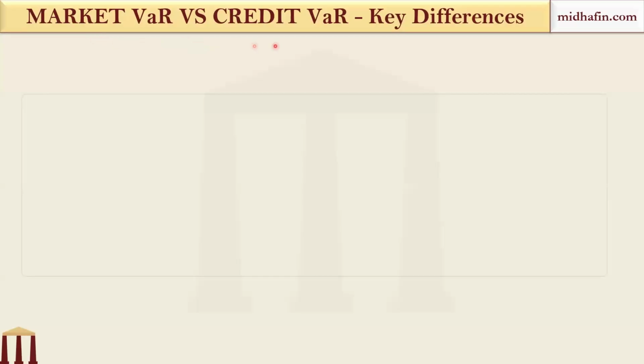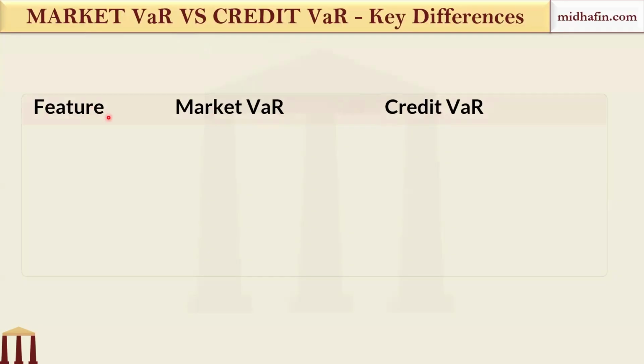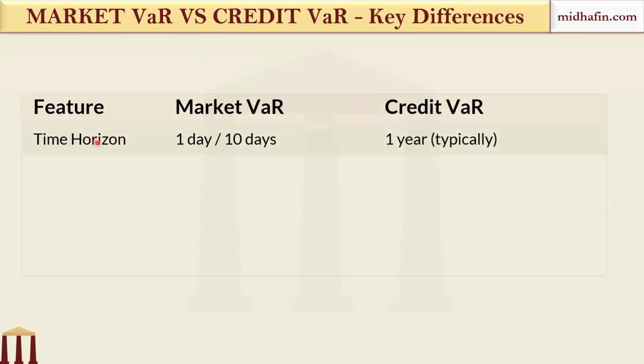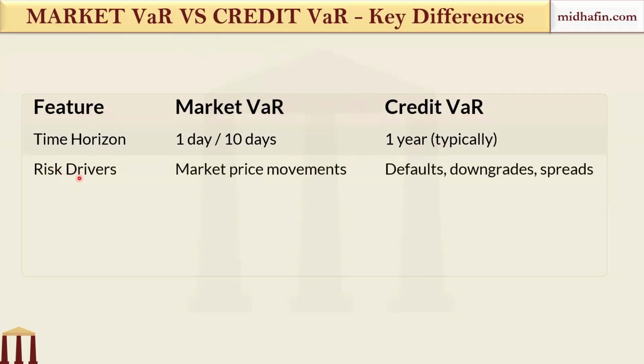Now let's compare market VaR and credit VaR side by side, feature by feature. The first feature we'll address is the time horizon. Market VaR is typically 1 day, sometimes 10 days. On the other hand, credit VaR usually takes a 1 year horizon. Next, the drivers of risk. Market VaR is all about price movements, interest rates, foreign exchange, equity prices, whereas credit VaR is driven by credit specific factors, like defaults, downgrades, and spread widening.